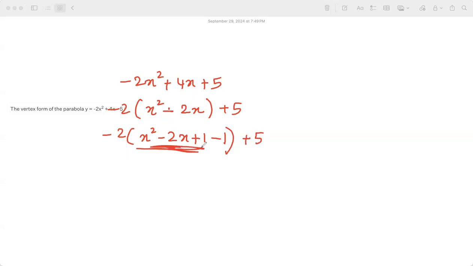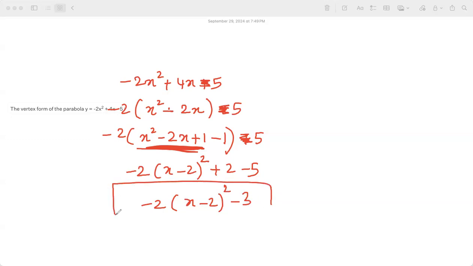Now, these are the 3 terms I'm going to use for squaring. So, what should be brought out? This was a minus 5, guys. What should be brought out? I have to bring out the plus 2. So basically minus 2 times x minus 2 the whole square plus 2 minus 5. So the answer is minus 2 x minus 2 the whole square minus 3. Thank you, Arya. So nice of you.